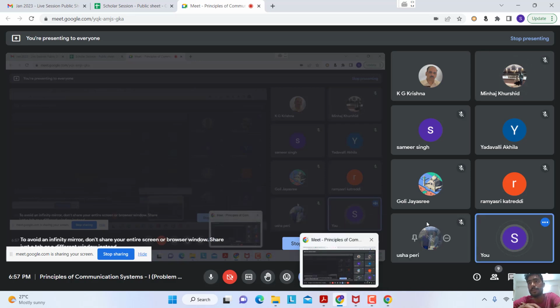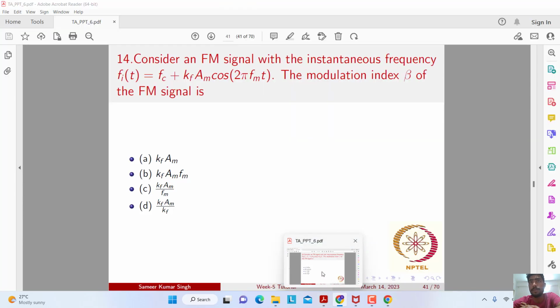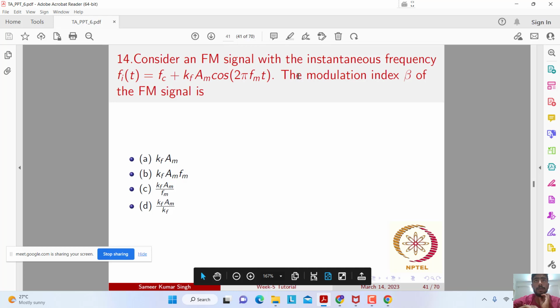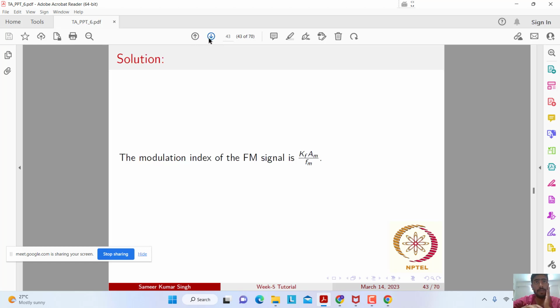No one is responding other than you. The modulation index beta of the FM signal is kf Am by fm, C part. It's just a formula for the FM signal to calculate the modulation index, kf Am by fm.